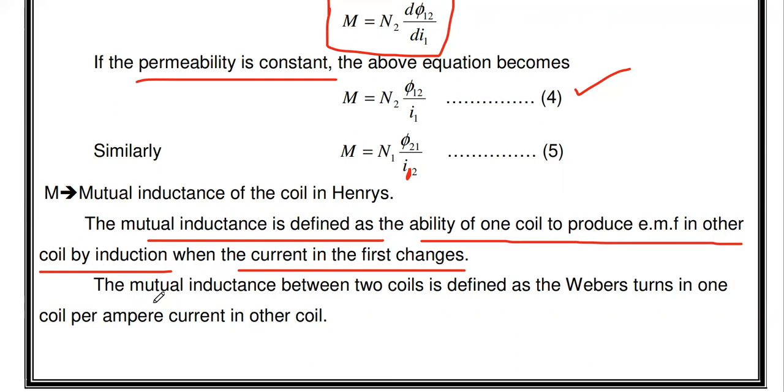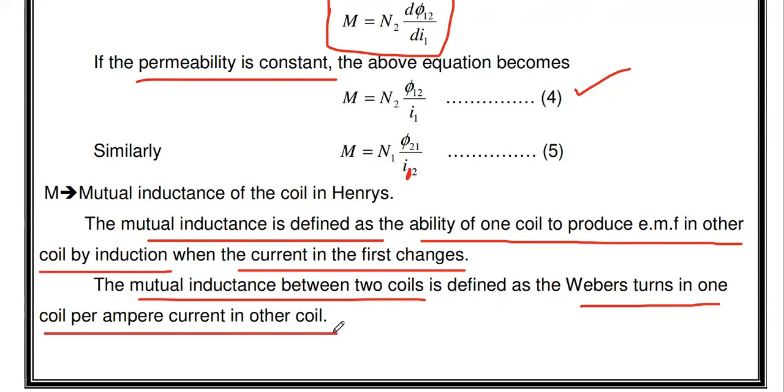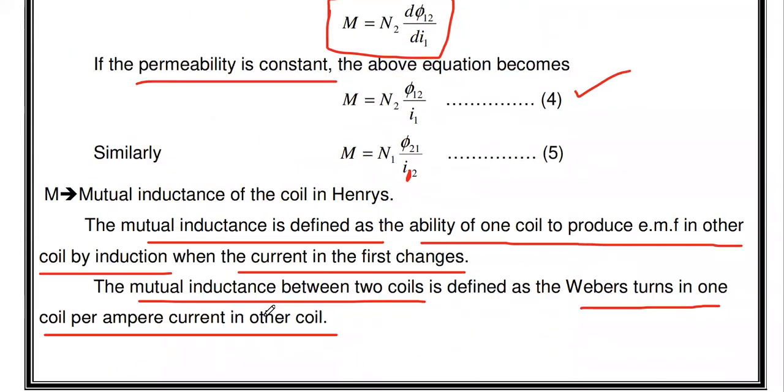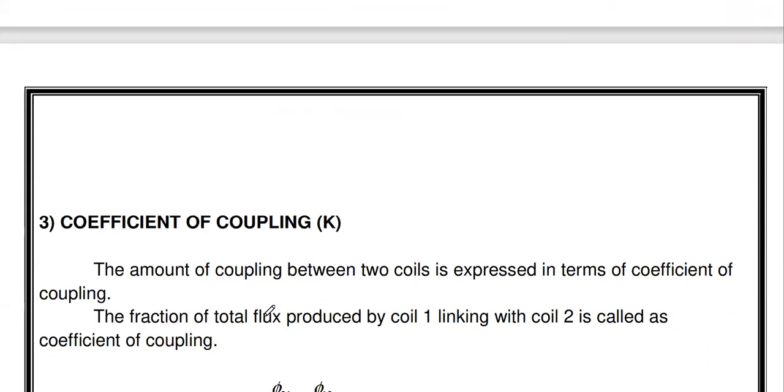Or otherwise, the mutual inductance between two coils is defined as Weber-turns in one coil per ampere of current in the other coil. Weber-turn, that is N2 into phi 12 divided by I1. N2 into phi 12 is called the Weber-turns in one coil per ampere current in the other coil. So this is another definition for the mutual inductance, the second important definition in this coupled circuit.